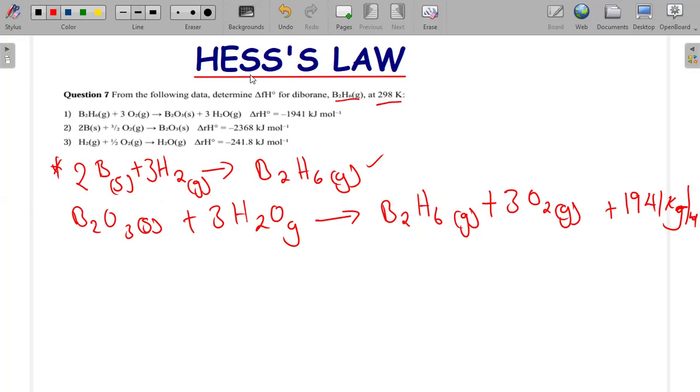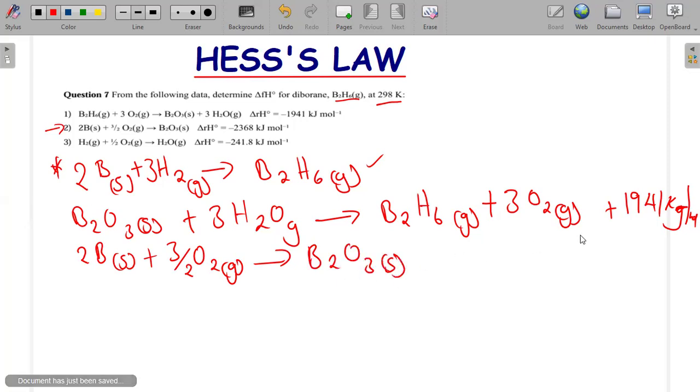Okay, and then where are we having hydrogen? We're having hydrogen in the third one. So it means that we can maintain this second reaction the way it is without changing anything, isn't it? Okay, so let's maintain it. So we're having 2B as a solid, plus 3/2 O2 in the gas state, giving us B2O3 as a solid. Okay, so we've maintained everything.